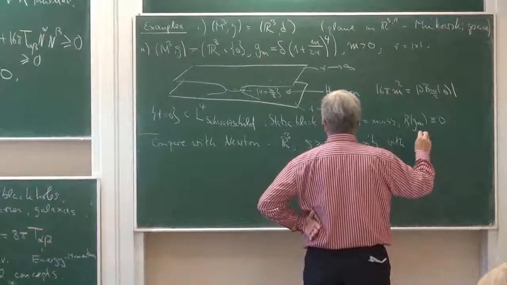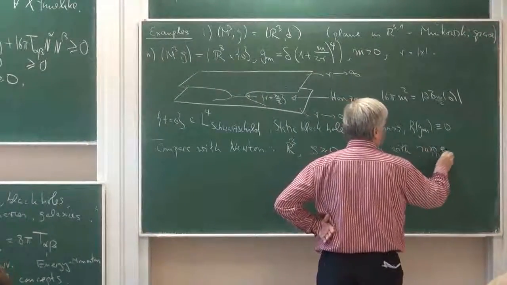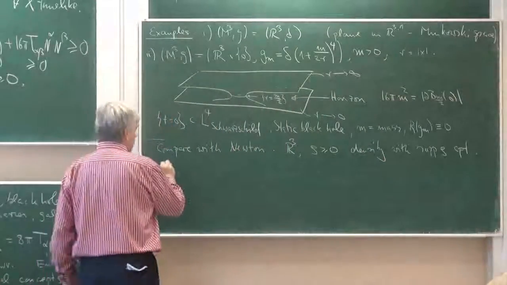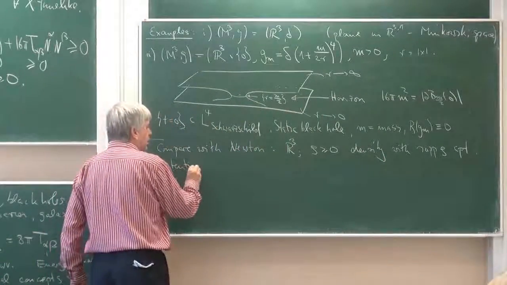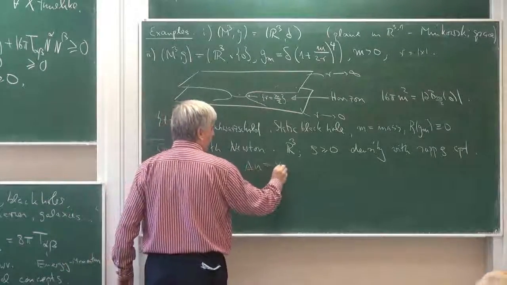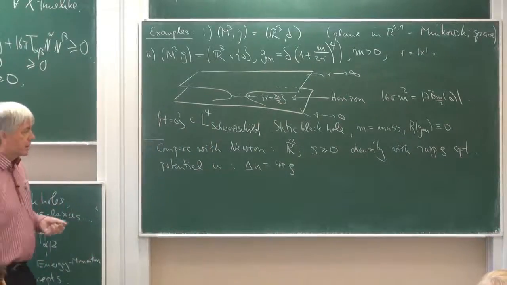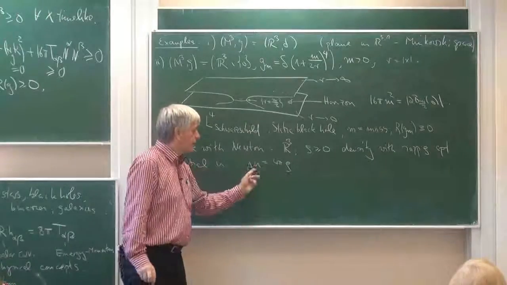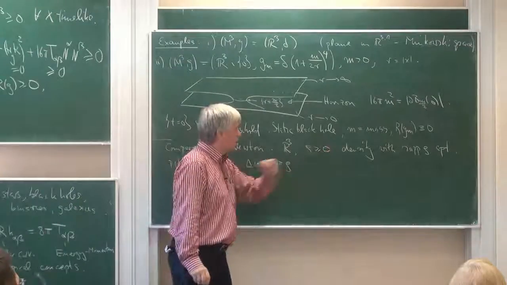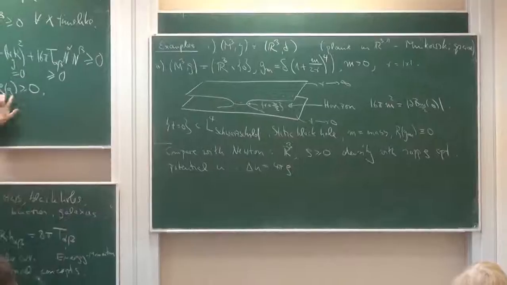Density with compact support. And then you have a potential, U, which satisfies Laplace U equals 4 pi rho. So this is the equivalent somehow of Einstein's equations. And you can say rho greater or equal to 0, somehow equivalent to scalar curvature greater or equal to 0.